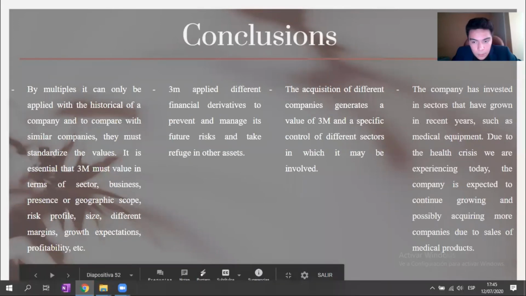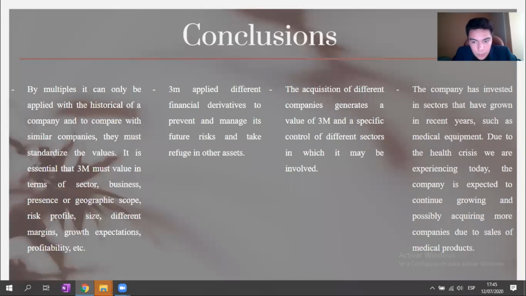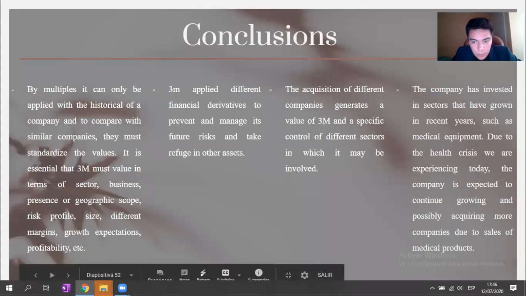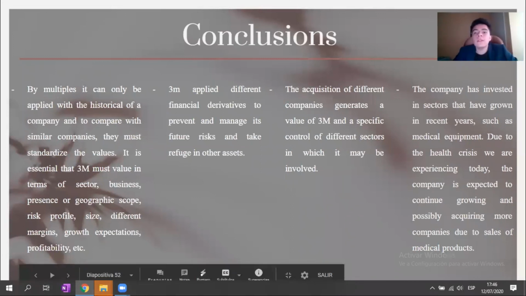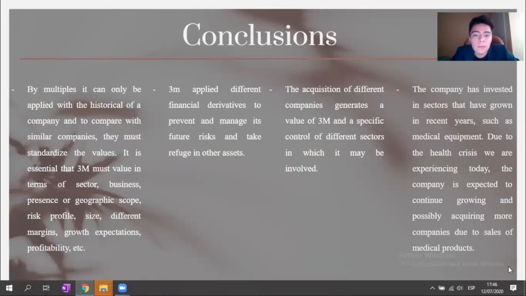The acquisition of different companies generates a value of trim and a specific control of different sectors in which it may be involved. The company has invested in sectors that have grown in recent years, such as medical equipment. Due to the health crisis that we are experiencing today, the company is expected to continue growing and possibly acquiring more companies due to the sales of medical products.